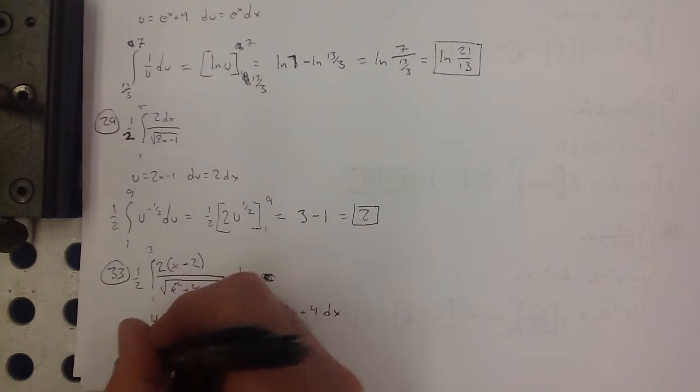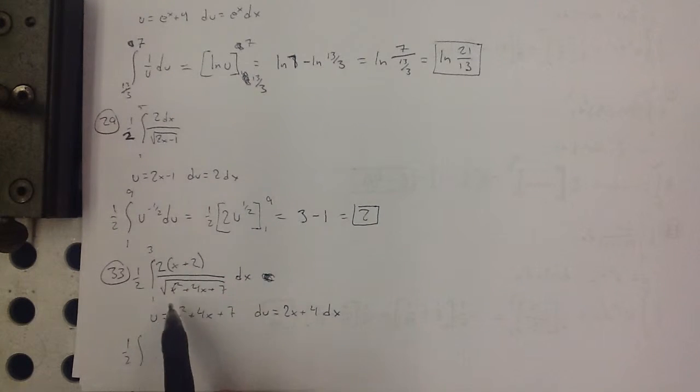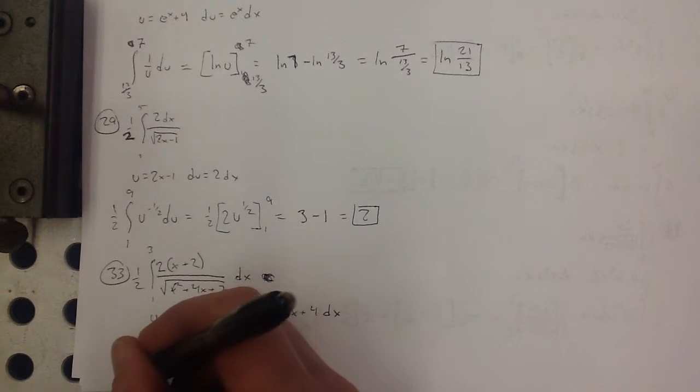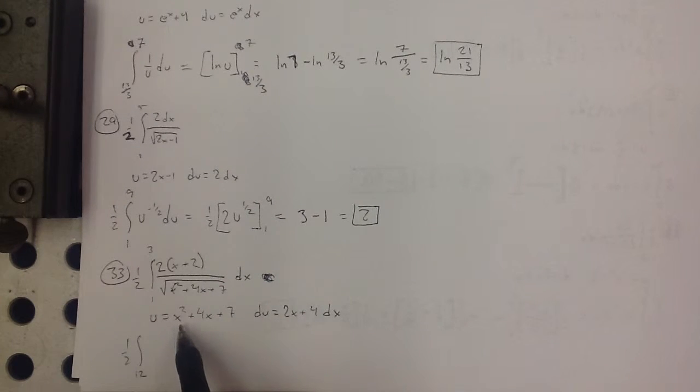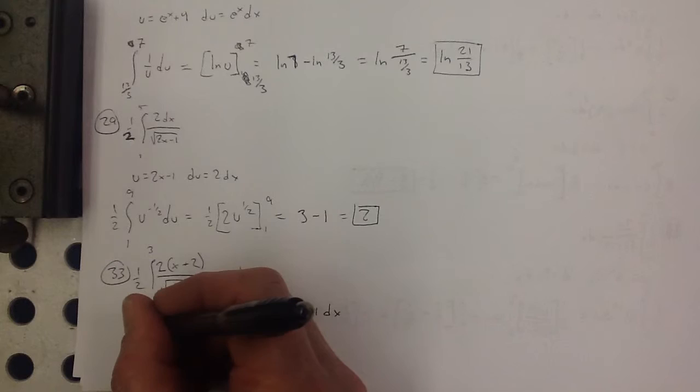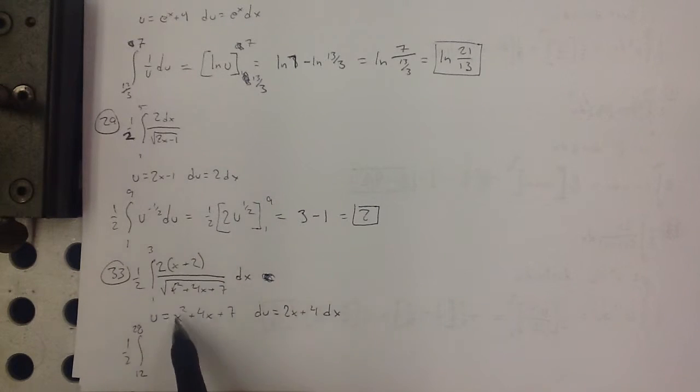So 1/2 is the integral. My new u numbers, when I plug 1 in here, I get 1 plus 4 plus 7 is 12. And then 9 plus 12 plus 7, 16 plus 12 is 28. Did I do that right? Let's do that again. 9 plus 12 is 20. Yep, I think that's right.